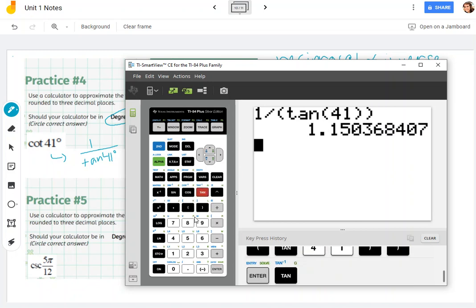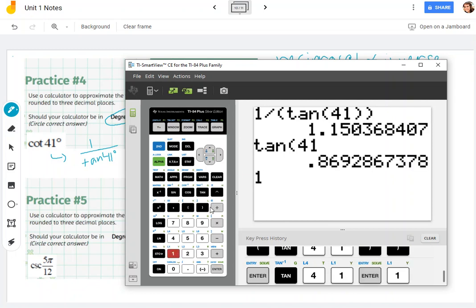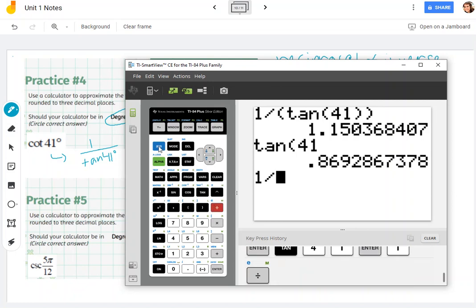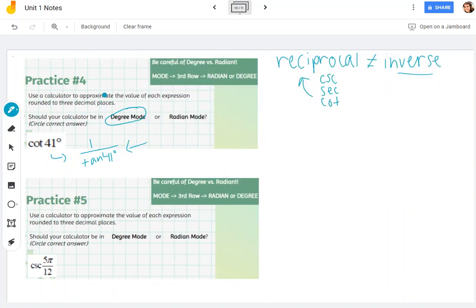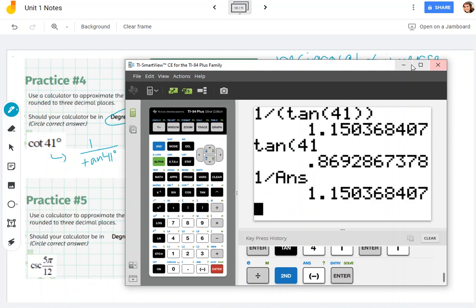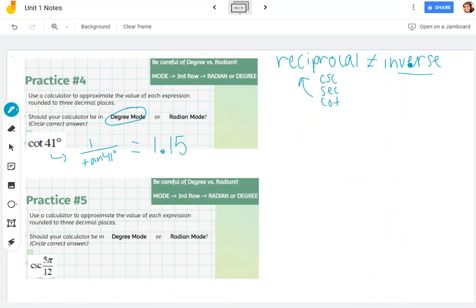Or if you prefer, you can type tangent of 41, find that value, and then do 1 divided by second answer if you're worried about parentheses and decimals. And look, you see you get 1.15, 1.15. It's the same thing. So to click back on my Jamboard here, cotangent of 41 degrees, or 1 over tangent of 41 degrees, equaled 1.15, right? Yes, 1.15.